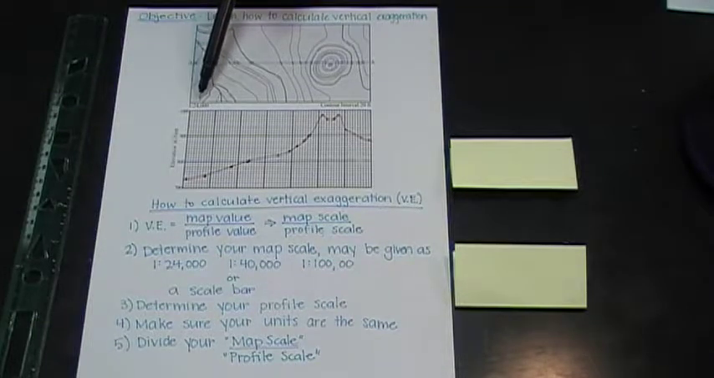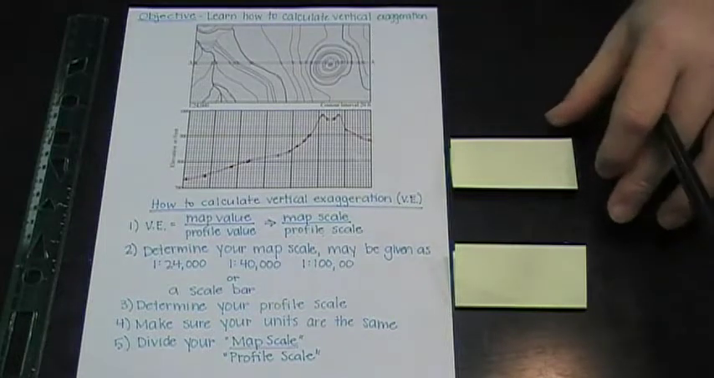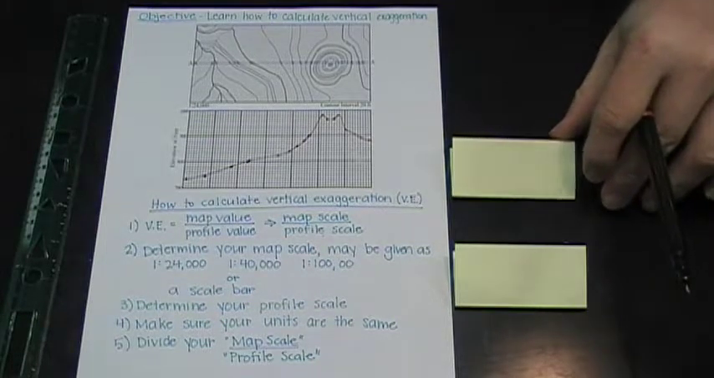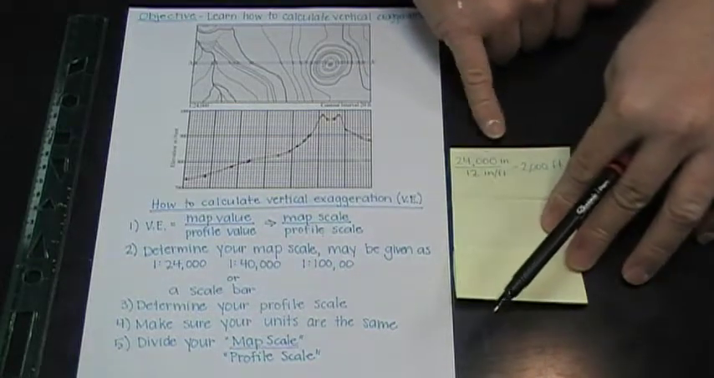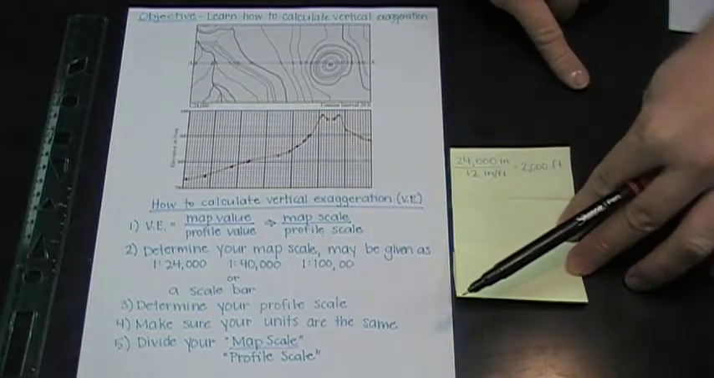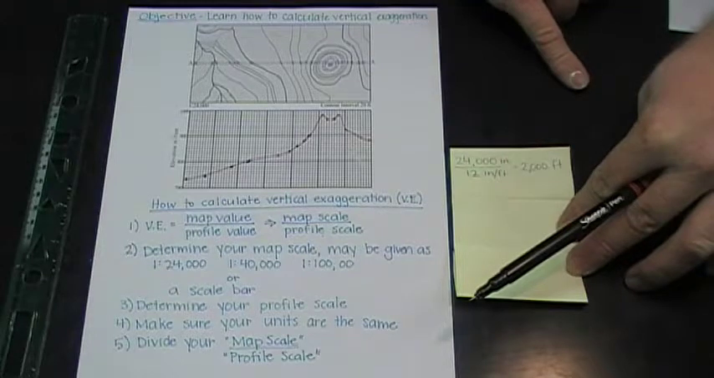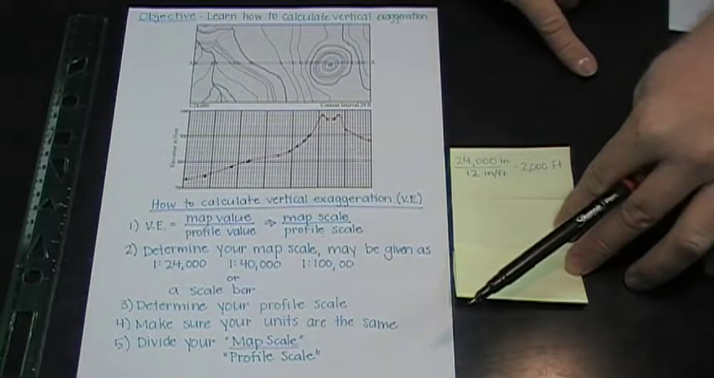So if we have 24,000 inches on this map, I need to convert to feet. So how many inches are there in a foot? 12. That is correct. So what we will do is we will take 24,000 inches divided by 12 inches, and that will tell us how many feet our map is drawn in. So in this scenario, 1 inch equals 2,000 feet on our map. That number will come back later on.